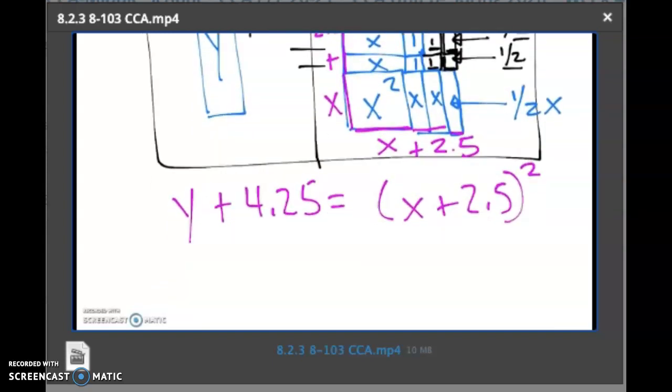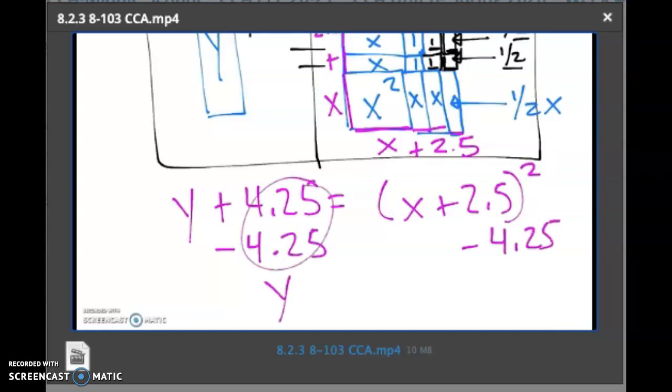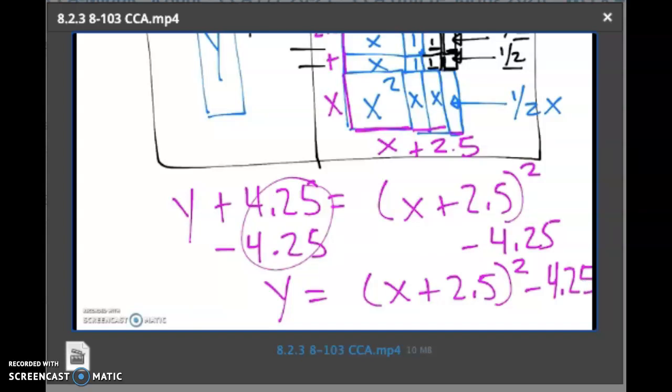And now if I want to get this into graphing form, I'm just going to get the y alone, so I'm going to take away the 4.25 from both sides. So I get y equals x plus 2.5 squared minus 4.25. And then we have completed the square and we have it in graphing form.